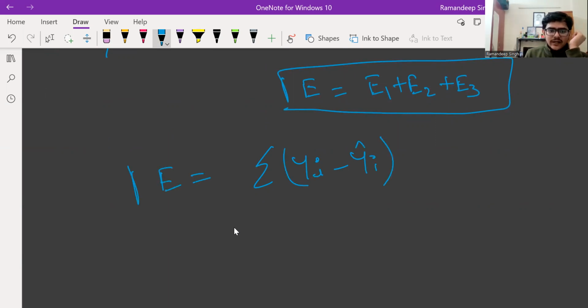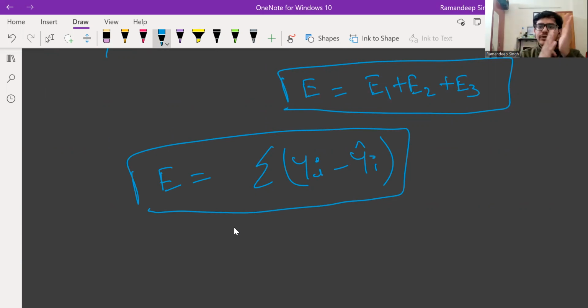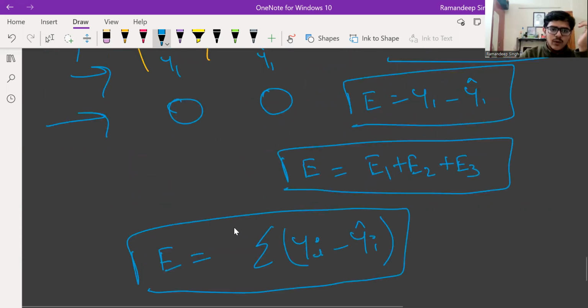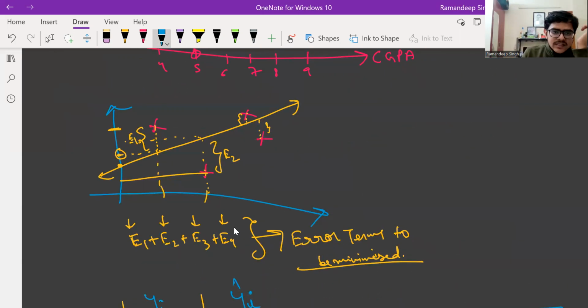This is my error function, and I want to minimize this error function. I want my model to predict something close to reality. So I want these distances to reduce. If these are the points, I want this line to be close to them, so these deviations or differences are minimized, and this would be my best regression line.